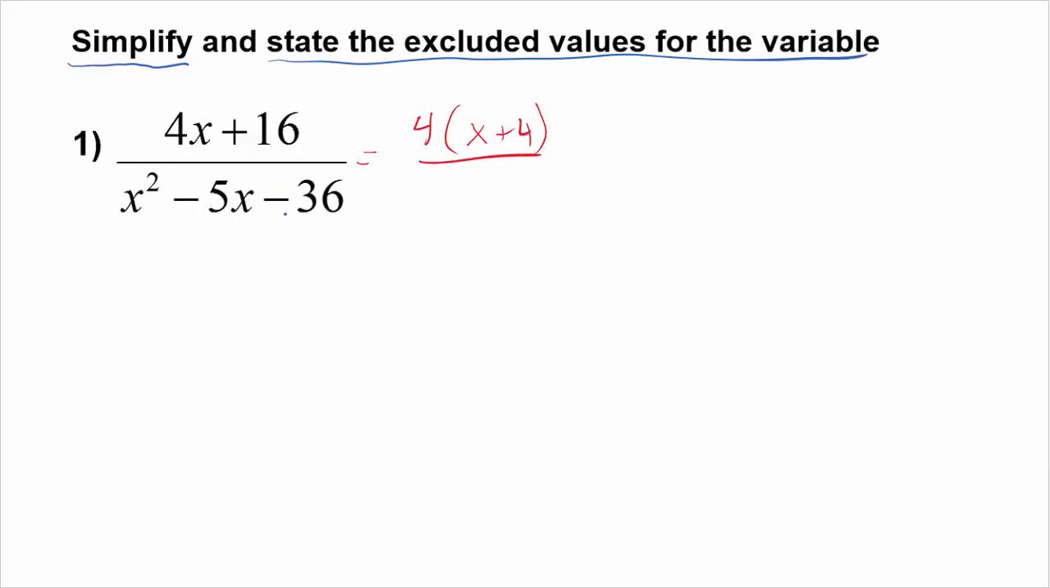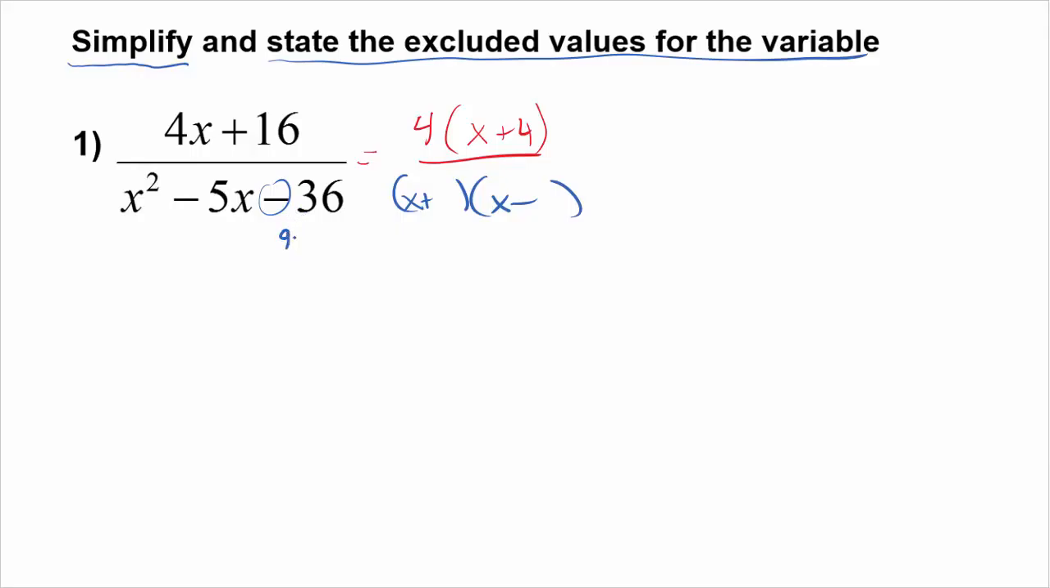On the bottom here, this should factor into, hopefully, 2 parentheses. We're going to have an x and an x. Since this last sign is minus, that means my signs need to alternate, so I should have a plus and a minus. Now I need to think of some factors of 36 that are going to add to give me that negative 5 in the middle. If I try 36 and 1, that's not going to work. What about 9 and 4?